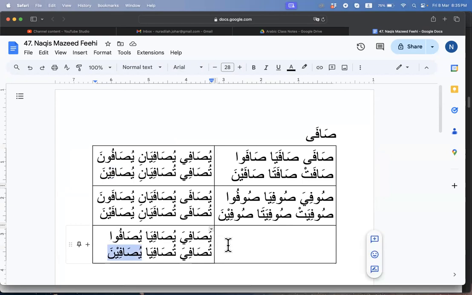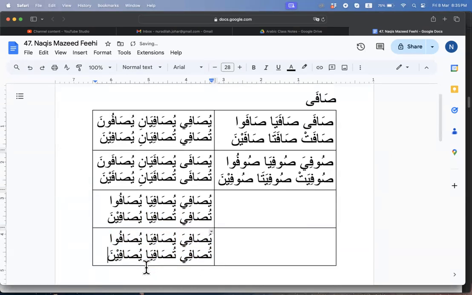Then what about majzum? All the ones that you can delete the nun from for mansub, you also delete the nun for majzum. Mansub and majzum both hazaf nun, and this one is still mabni. So the only difference is the one that usually ends with dhamma, which we talk about later: marfu bil dhamma, mansub bil fathah.